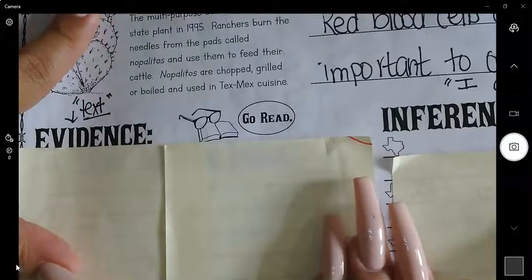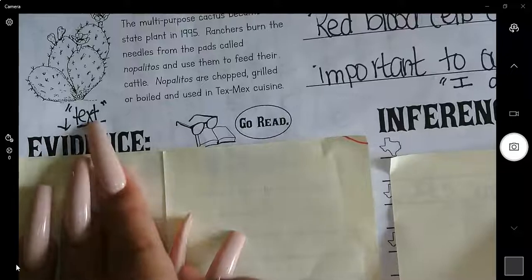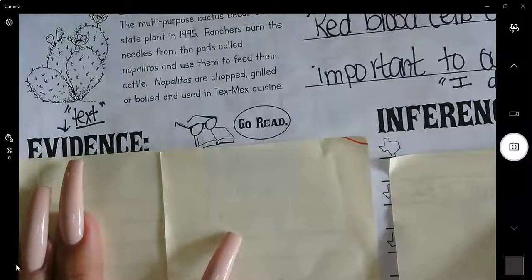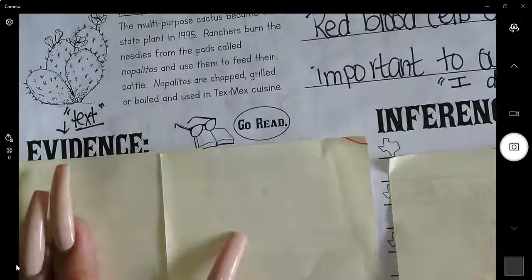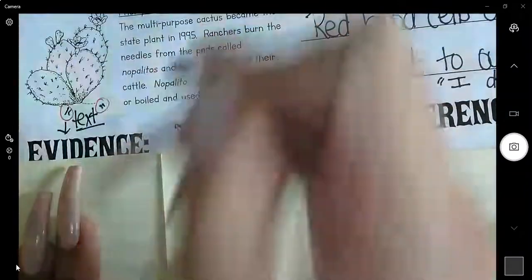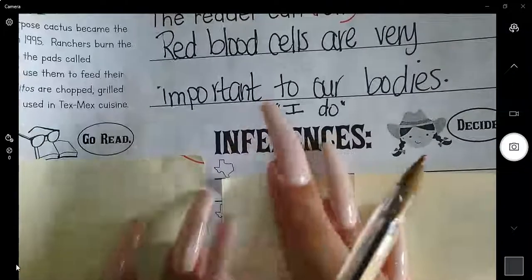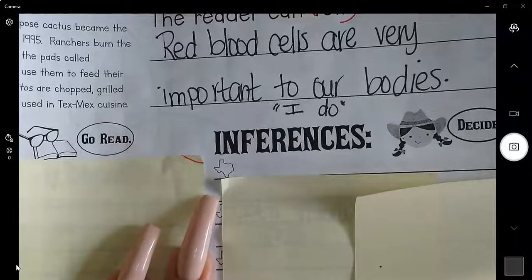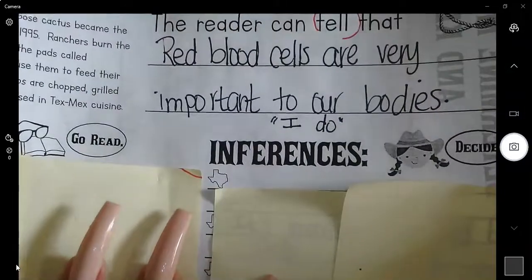Okay, boys and girls, so if you scroll a little bit more down to this handout, you're going to see something that says evidence. On top of that, I want you to write text, because this comes directly from the text. We could either put it in our own words, or you can copy word by word. If you copy word by word, make sure you use these little quotations here, because you're copying from the text. Now, on top of inferences, I want you to write I do, because you as a reader have to infer. So the text evidence comes directly from the book, and then the inference is something that you as a good reader have to do.